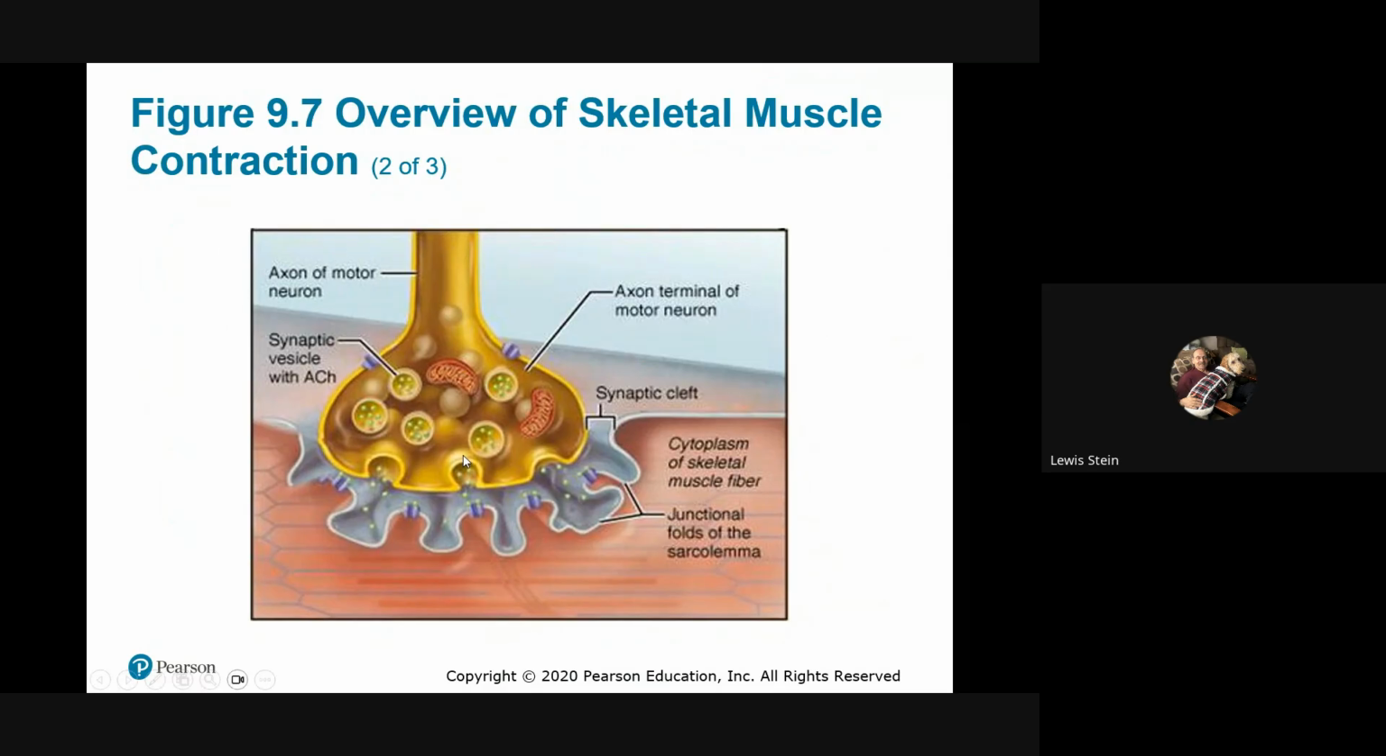And so it releases into this space, and you can see they're showing you these integral membrane proteins, which we call ligand or chemically gated channels, all along these folds, not nearly reflecting how many. And that's kind of where the story is.